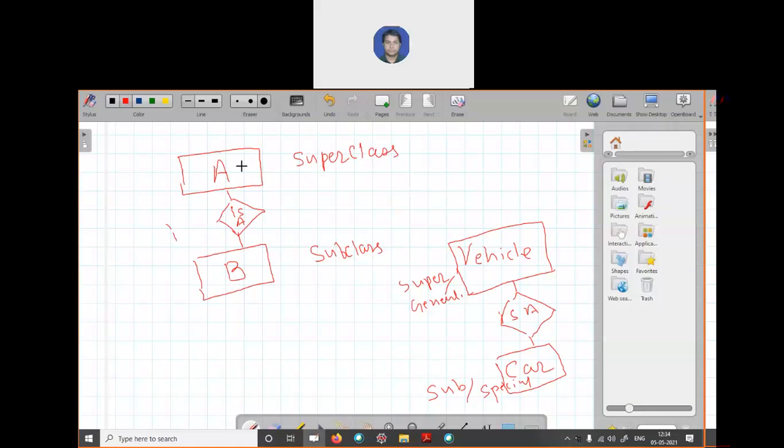Means what are the properties of A? All the properties will be shared, like car and vehicle. What are the vehicle properties? All the properties of A must be inherited. Like what are the vehicle properties? It has some wheels, some control mechanism, some driving seat. All these are the properties of vehicle. So all these properties car will inherit. Means all the same properties car will have as well.